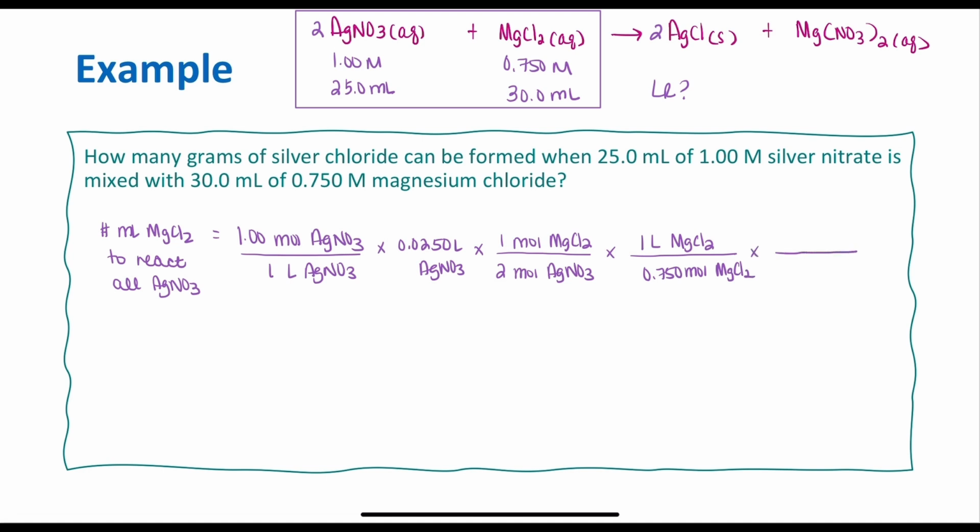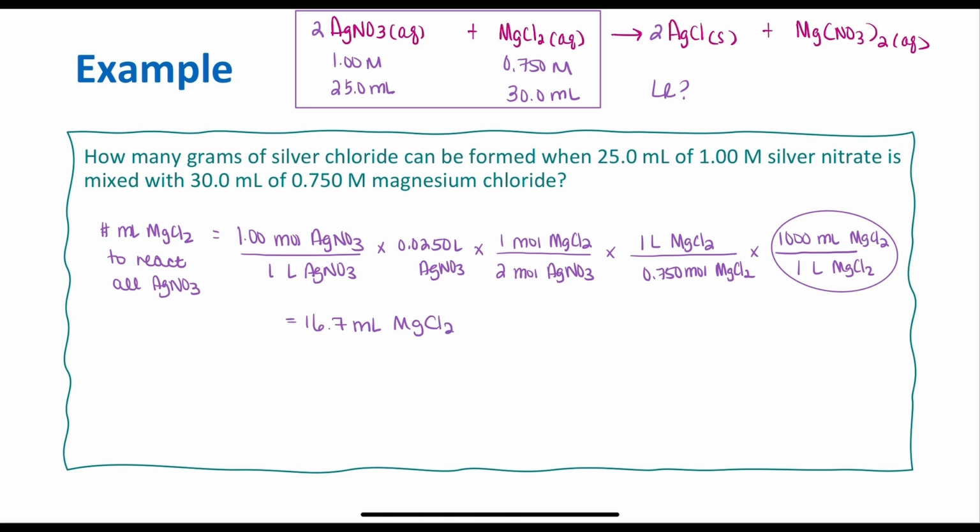I'm going to go ahead and convert this to milliliters right now, because that's what my values are in. I have 1,000 mils of magnesium chloride for every 1 liter of magnesium chloride. Again, I don't care if you don't show this specific step as long as you do it correctly. This tells me I need 16.7 mils of that magnesium chloride solution.